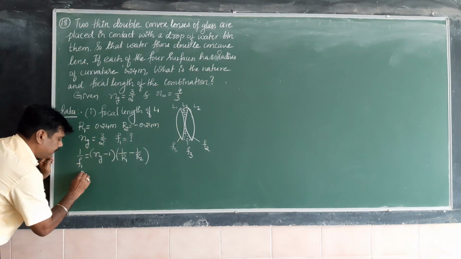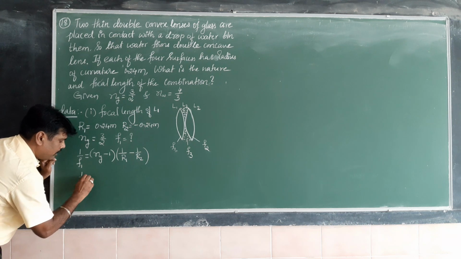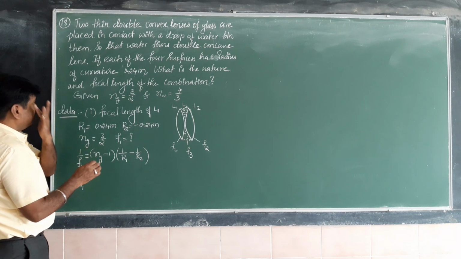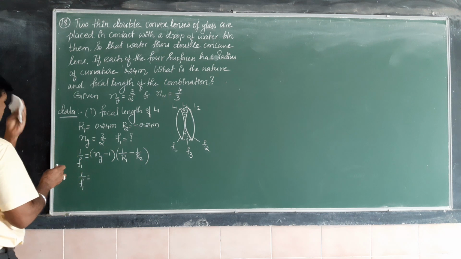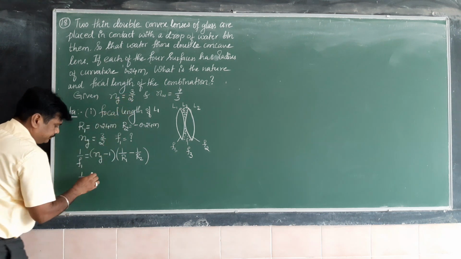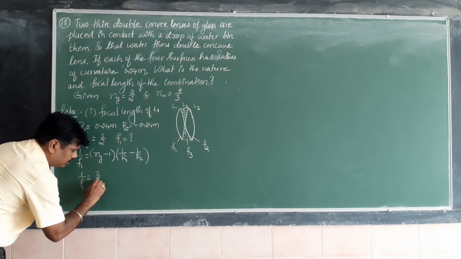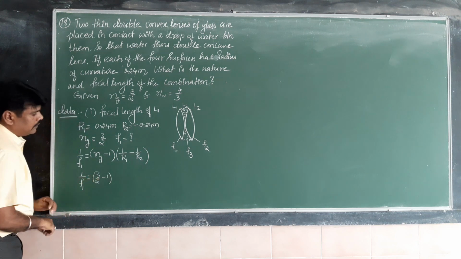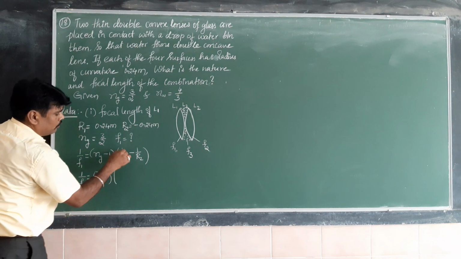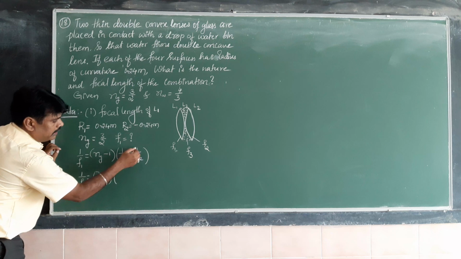So to find the focal length of the first lens, in this case 1 by F1 is equal to (Ng minus 1). Ng is given here. So what is the value of Ng here? 3 by 2. So (3 by 2 minus 1) into (1 by R1 minus 1 by R2).